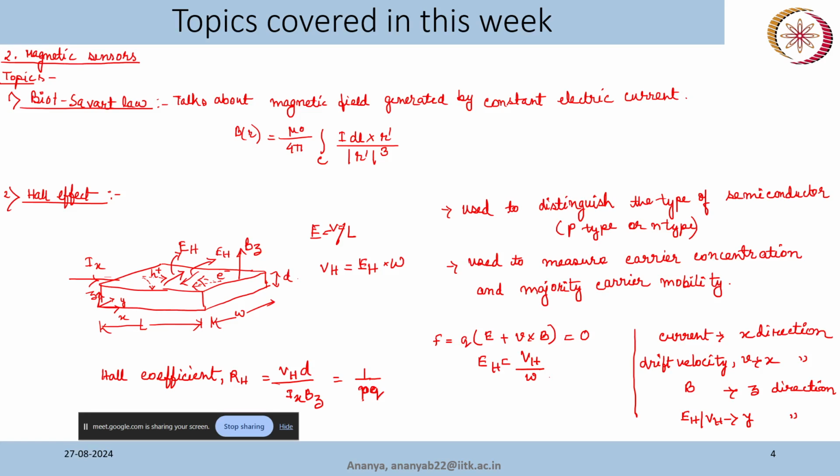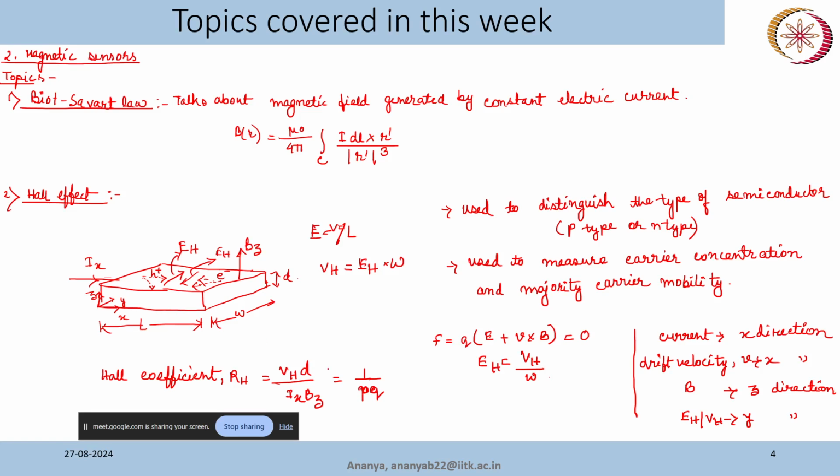Okay. P is the hole concentration and Q is the charge. So VH we can measure using a multimeter. Okay. And D is this thickness. Ix is the applied current, that we already know, we are applying this current, and Bz is the magnetic field. So we can calculate this Hall coefficient value, which is equal to 1 by P into Q. So carrier concentration into charge.